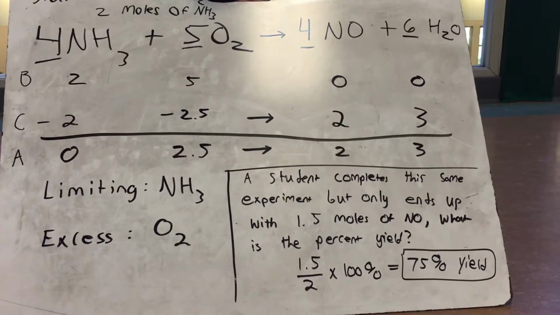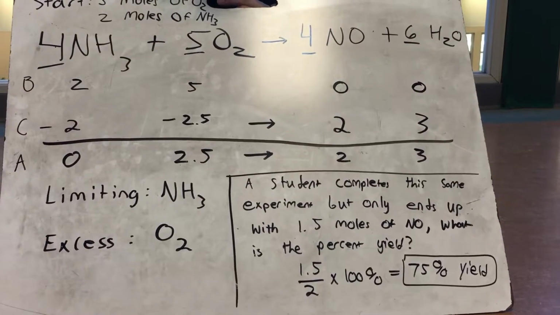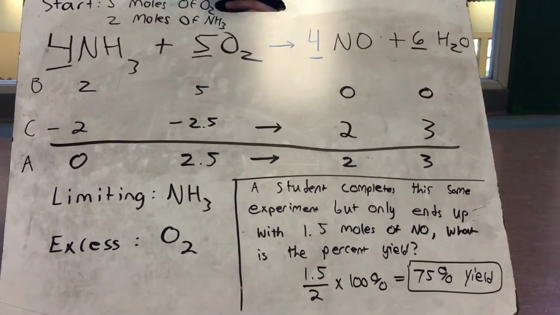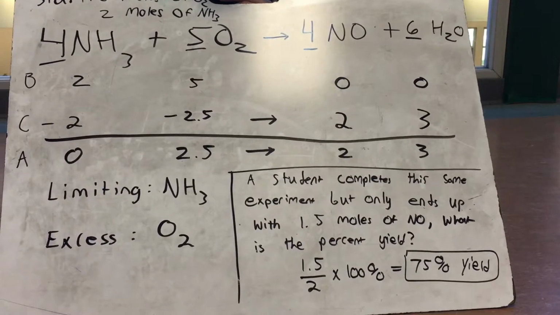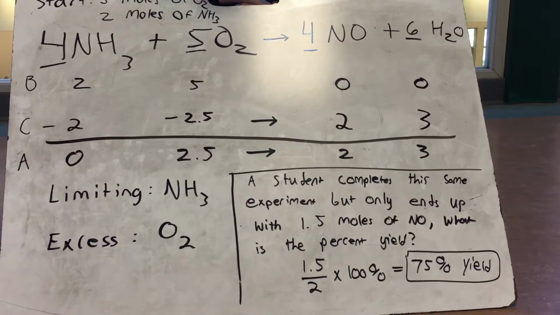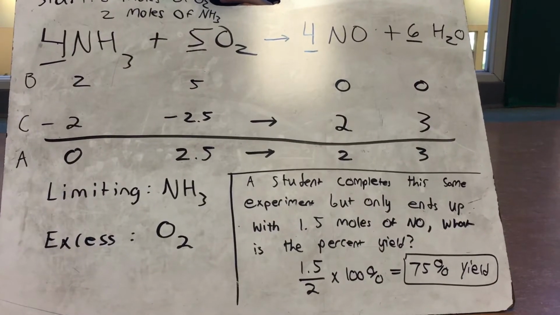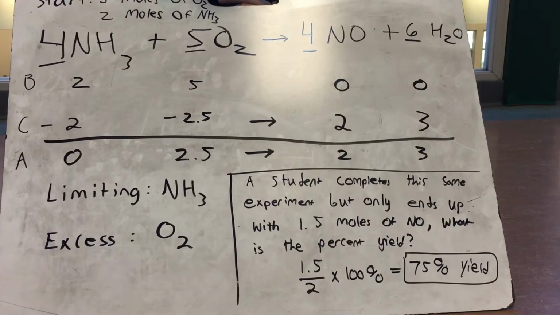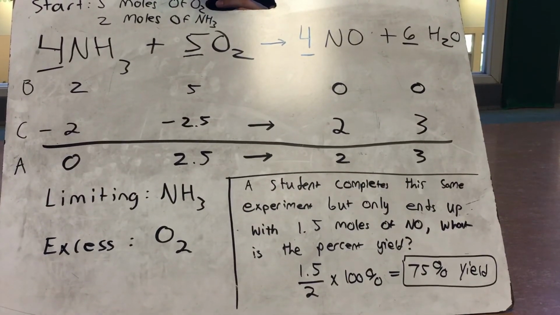Now let's say a student completes the same experiment but only ends up with 1.5 moles of NO. What is the percent yield? So if we only end up with 1.5 moles in the experiment, we divide it by the theoretical yield, which is 2. So it'd be 1.5 divided by 2, and then we have to multiply it by 100% or 100 to get 75% yield. So the student got 75% yield of the total amount that they could have gotten.